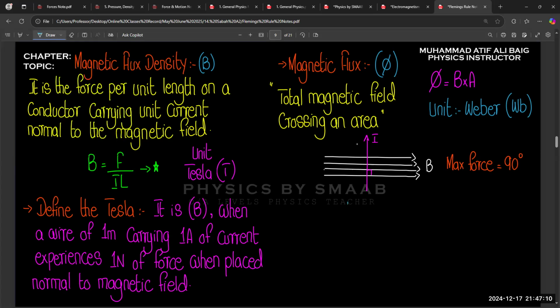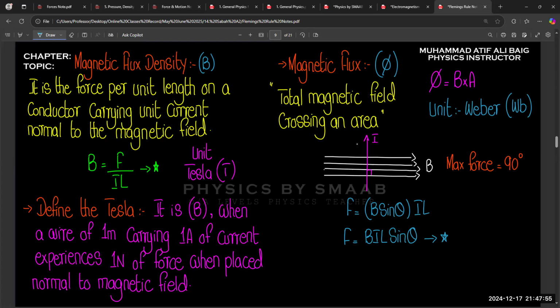So F is equal to B sine theta I into L. The maximum angle which we can use is 90, because the range of sine is between 0 and 1. The minimum value from sine we get is 0, sine 0 is equal to 0, and the maximum value we can get from sine theta is 1. So sine 90 is equal to 1.